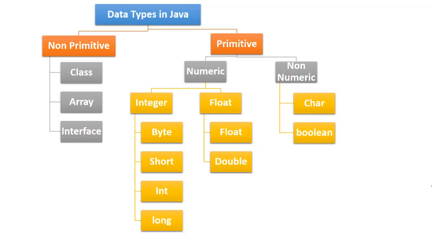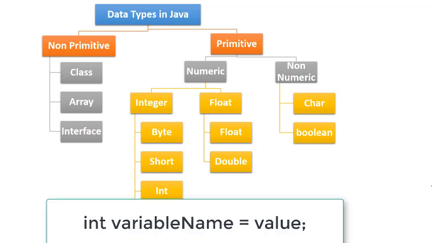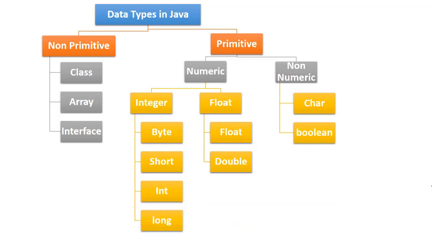For example, we can initialize an integer data type by simply writing int and a space and its variable name, and we can assign a value directly to it, or we can take the value at runtime. So this was all about the data types in Java.